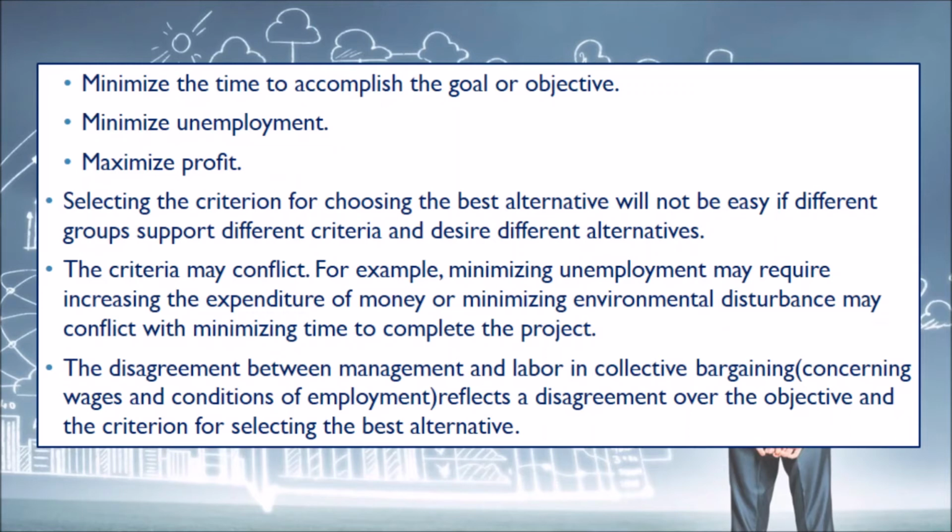Selecting the criterion for choosing the best alternative will not be easy if different groups support different criteria and desire different alternatives. The criteria may conflict. For example, minimizing unemployment may require increasing the expenditure of money, or minimizing environmental disturbance may conflict with minimizing time to complete the project. The disagreement between manager and labor in collective bargaining reflects a disagreement over the objective and the criterion for selecting the best alternative.